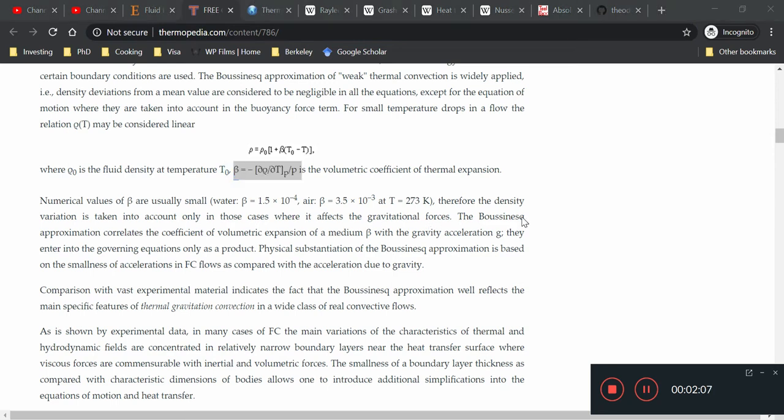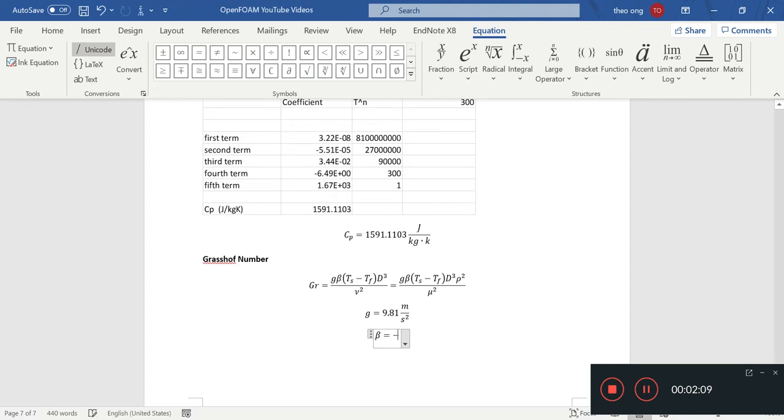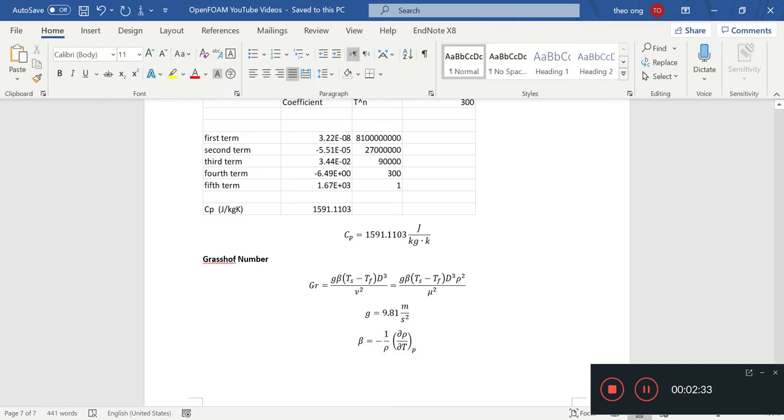minus 1 over rho, partial rho, partial T, at constant pressure. So this is at constant pressure, and this one we will need to calculate. Again, it looks like some differentiation we need to do based on our polynomials.